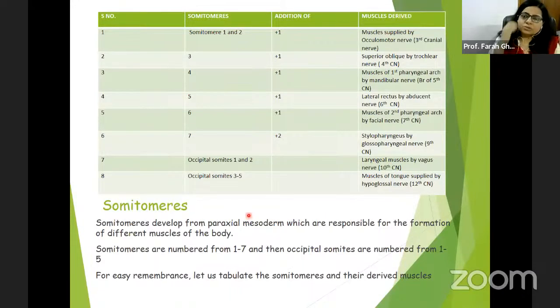Now coming to the somatomeres. See, somatomeres are basically very important, and from this study of somatomeres, you can make out how the muscles and the nerves are correlated to each other because of their developmental origin.